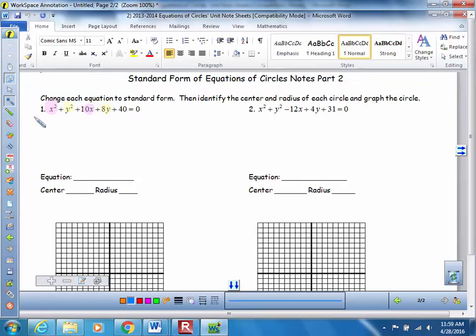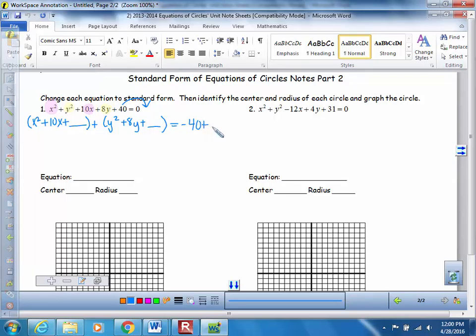So once I identify those, I'm going to write it as x squared plus 10x plus blank plus y squared plus 8y plus blank. And then this 40, we actually wanted that on the other side. So if we moved it to the other side, it would change signs and it would be negative 40. Then we'd add our 2 blanks to balance out both sides.